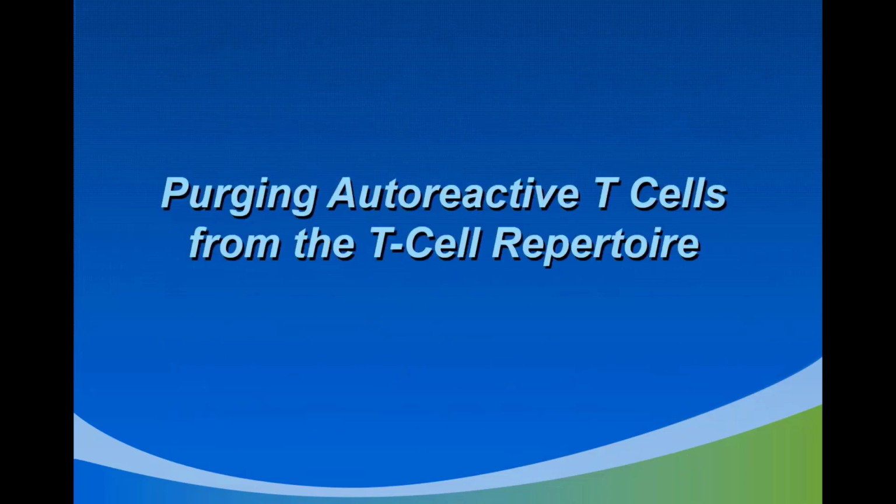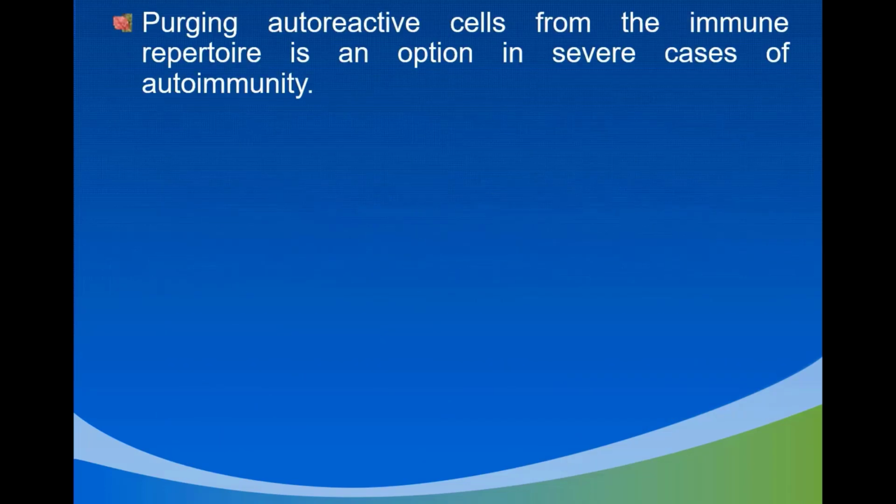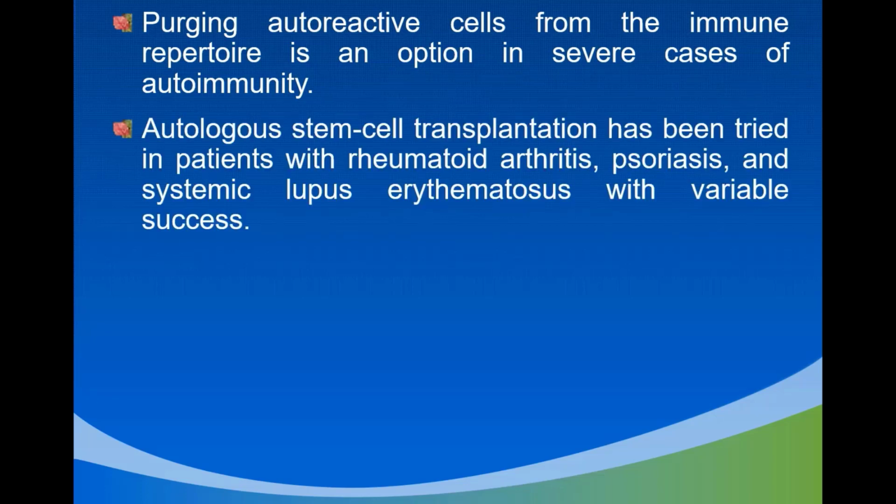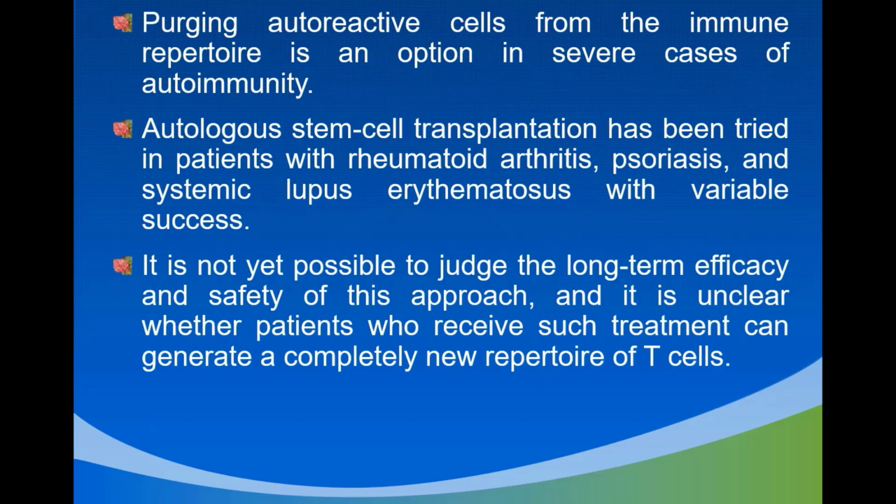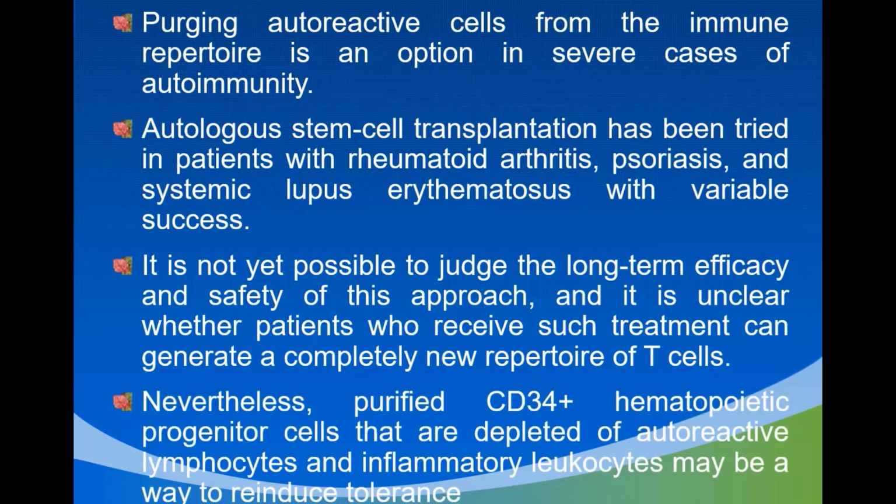Purging autoreactive T cells from the T cell repertoire. Purging autoreactive cells from the autoimmune repertoire is an option in several cases of autoimmunity. Autologous stem cell transplantation has been tried in patients with rheumatoid arthritis, psoriasis, and systemic lupus erythematosus with variable success. It's not yet possible to judge the long-term efficacy and safety of this approach, and it's unclear whether patients who receive such treatment can generate a completely new repertoire of T cells.